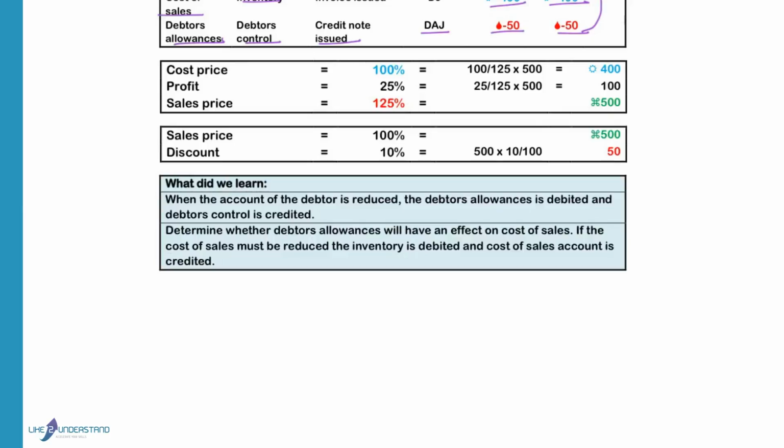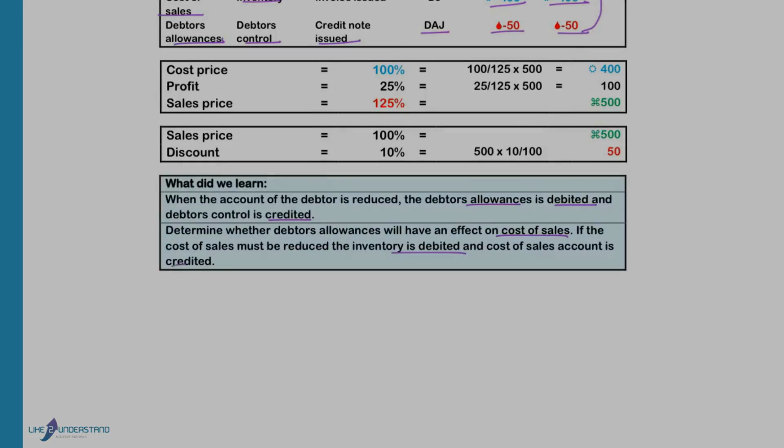When the account of a debtor is reduced, the debtors' allowances account must be debited to decrease the income with the sales price, and debtors' control is credited to decrease the outstanding debt with the sales price. We always have to determine whether this debtors' allowances will have an effect on cost of sales. If the cost of sales must be reduced, inventory is debited and cost of sales will be credited.